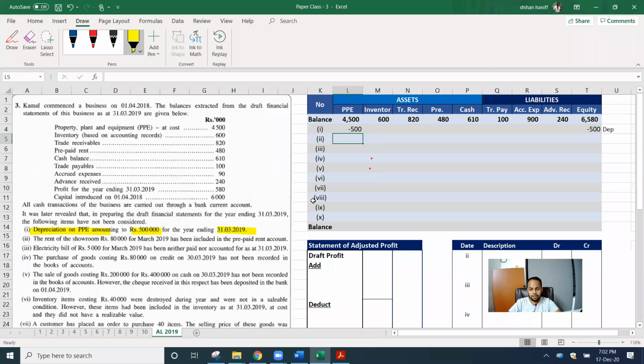PPE will reduce, equity will reduce. It is an expense. Expenses will decrease the equity.